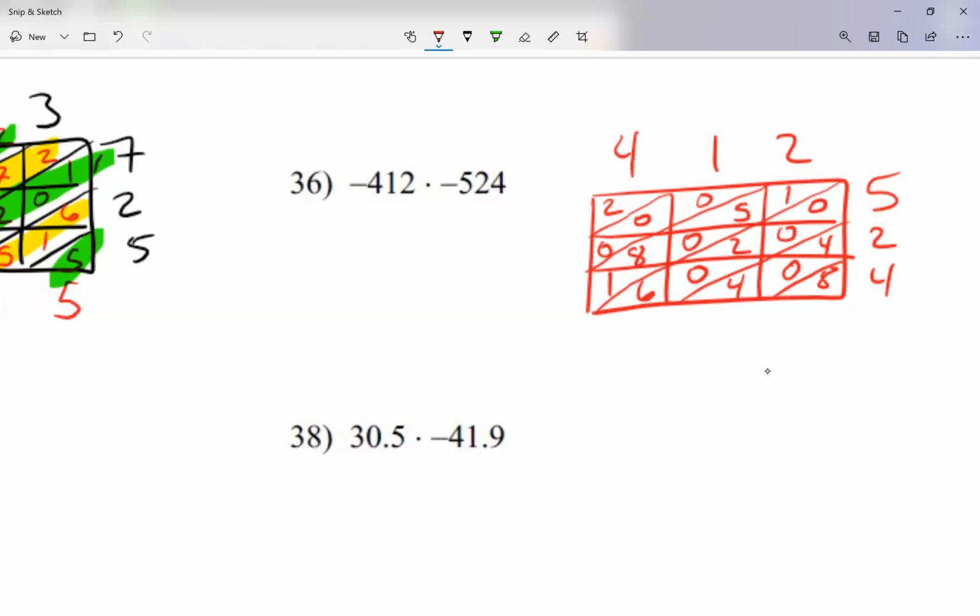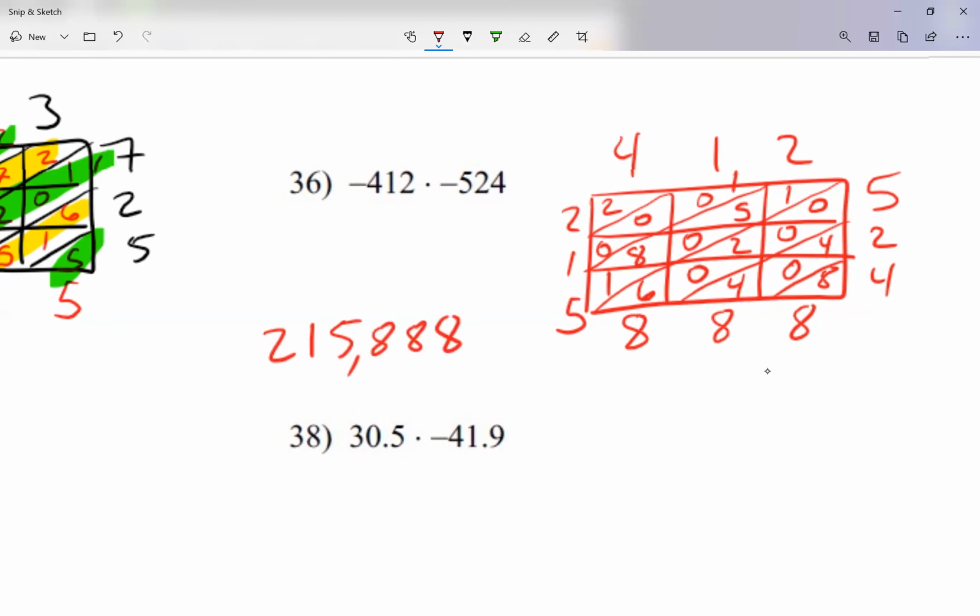My first number is an 8. My next row, it's an 8. I'm adding the digits. Well, the next row, it's also an 8. Nice. Now here, my next row, I get 15. So write down the 5, carry down the 10. Then my next row, it's a 1, and then there's a 2. So my digits at least is 215,888. My answer is going to be positive because negative times a negative, 2 negative signs make a positive number.